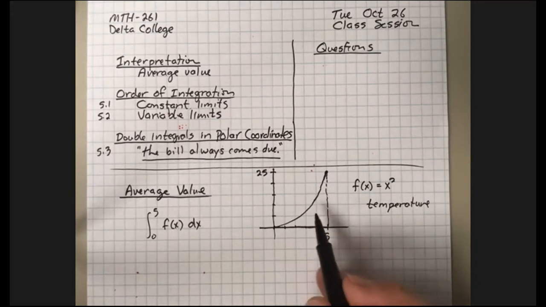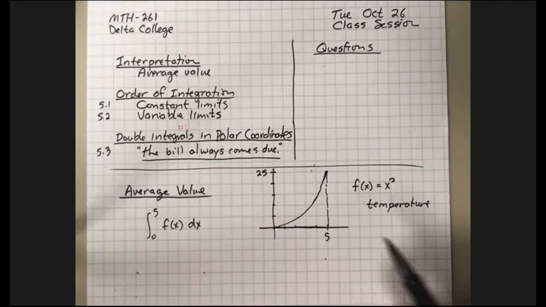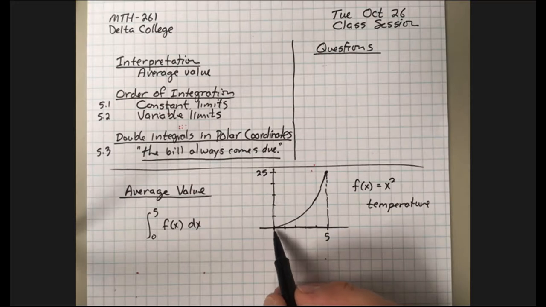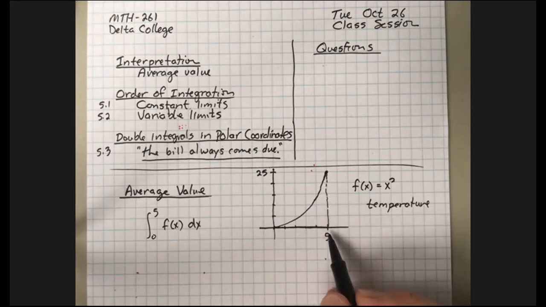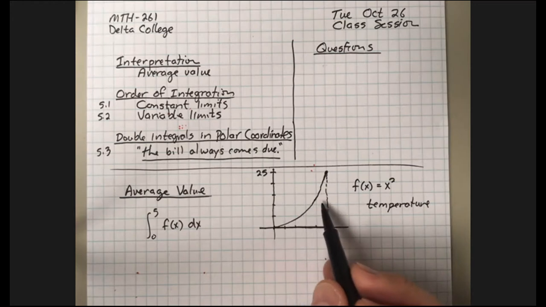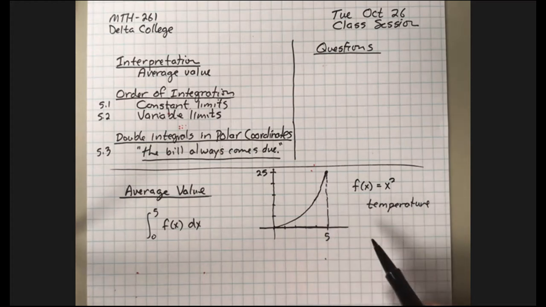And so what is the idea of average value? What's the idea of average temperature? If someone said, this rod varies in temperature from 0 to 25, what's the average temperature? Are you going to pick 12 and a half? That's not really realistic because the temperature is pretty low for quite some time. It's only at the very end where it shoots up to 25.